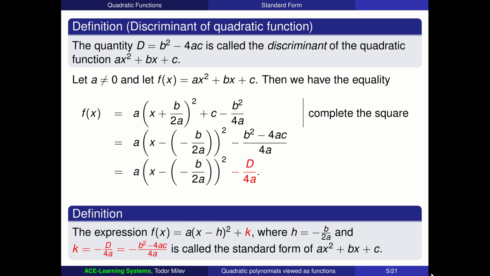Now, rewriting our quadratic function in this complete square form is called the standard form of the quadratic equation. So to complete the square means to rewrite the quadratic into standard form. Okay?